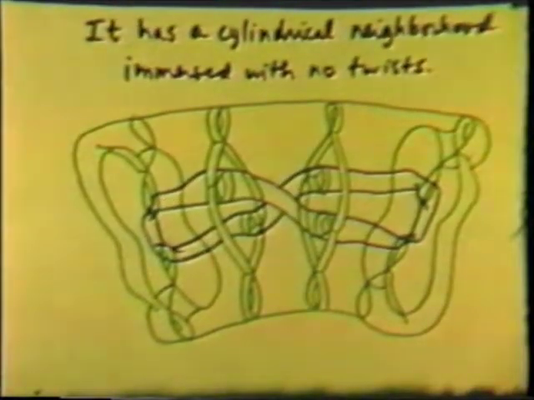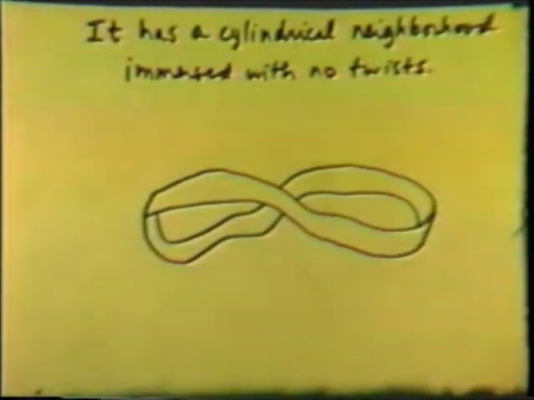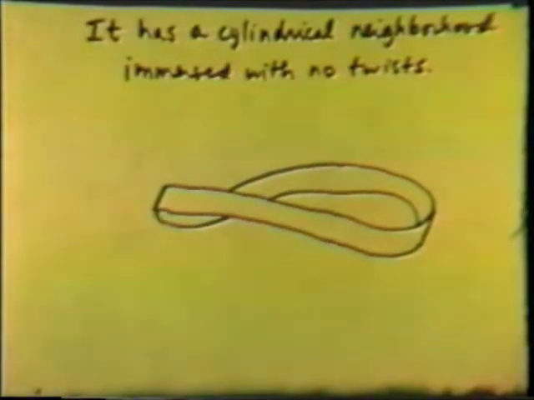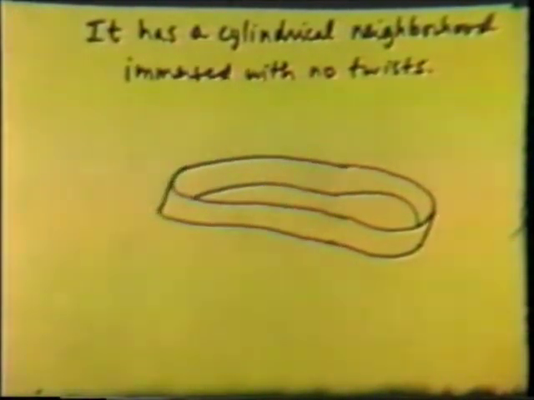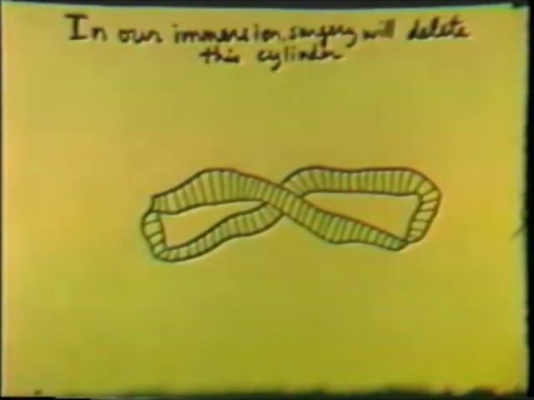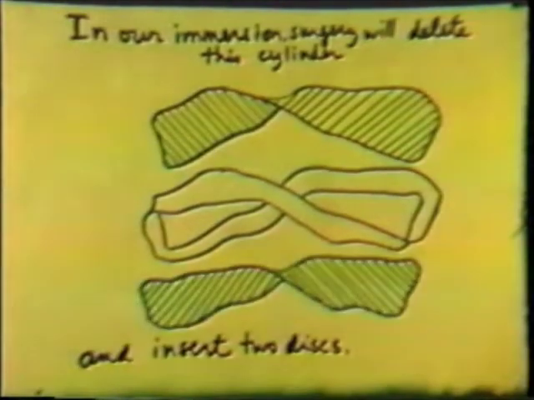It has a cylindrical neighborhood immersed with no twists. Here is the neighborhood. We straighten it out to show that it is in fact regularly homotopic to a standard cylinder. Immersion surgery on a cycle with an untwisted cylindrical neighborhood may be summarized by delete cylinder, insert disks. In our immersion, surgery will delete this cylinder and insert 2 disks, one above, one below.